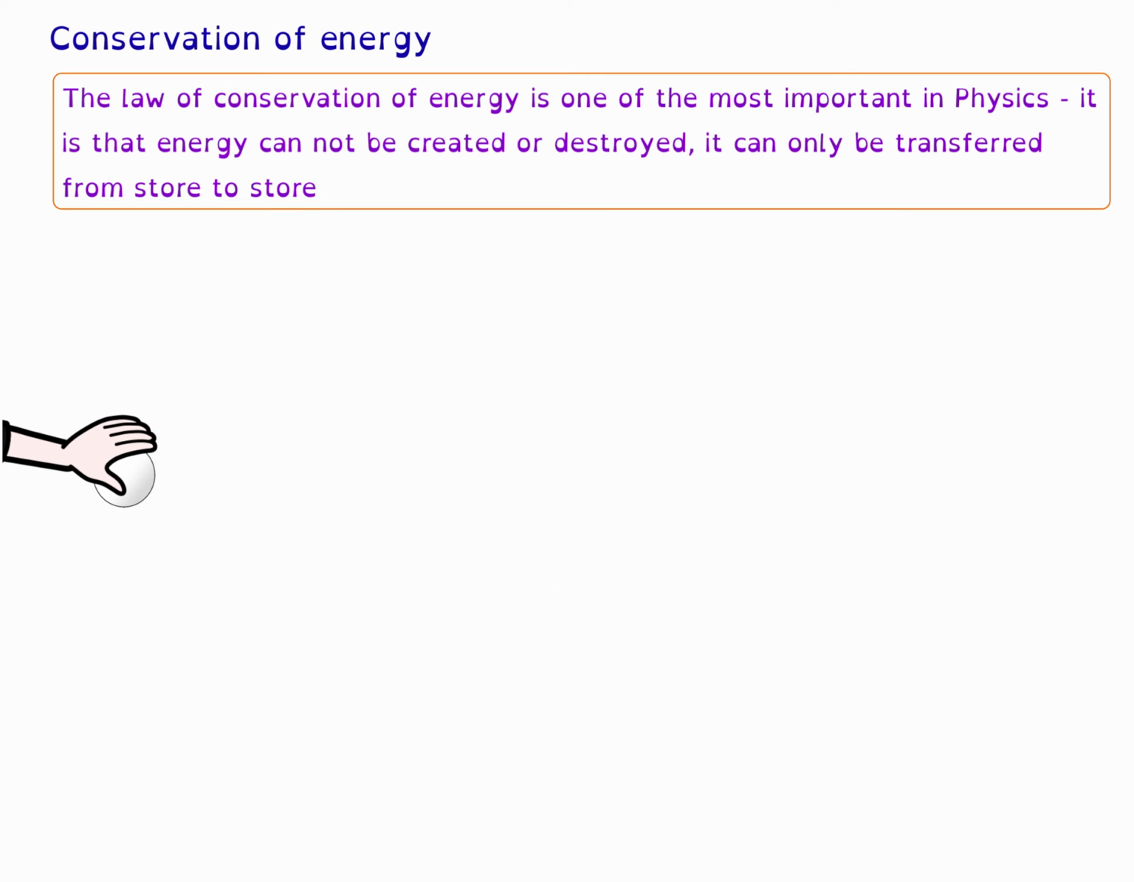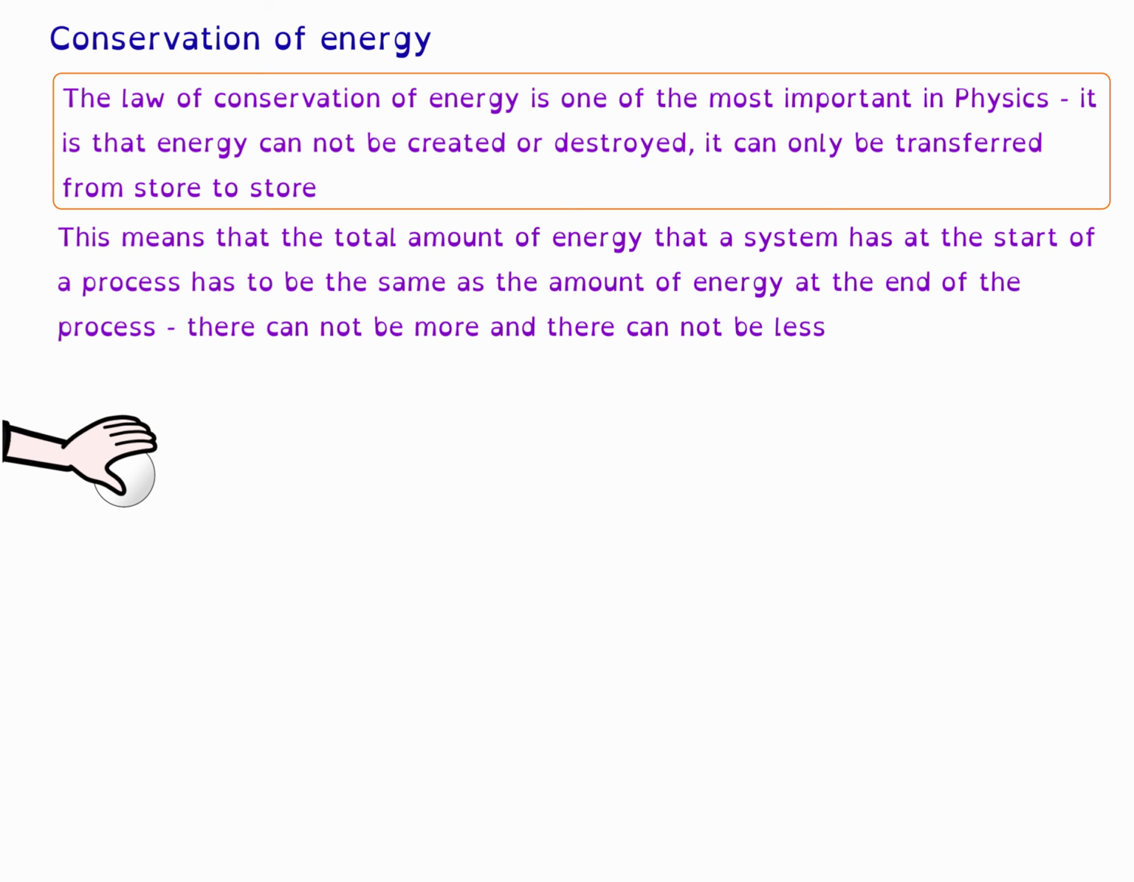The law of conservation of energy is one of the most important in physics. It is that energy cannot be created or destroyed. It can only be transferred from one store to another store. This means that the total amount of energy that a system has at the start of a process has to be the same as the amount of energy at the end of that process. There cannot be more and there cannot be less.